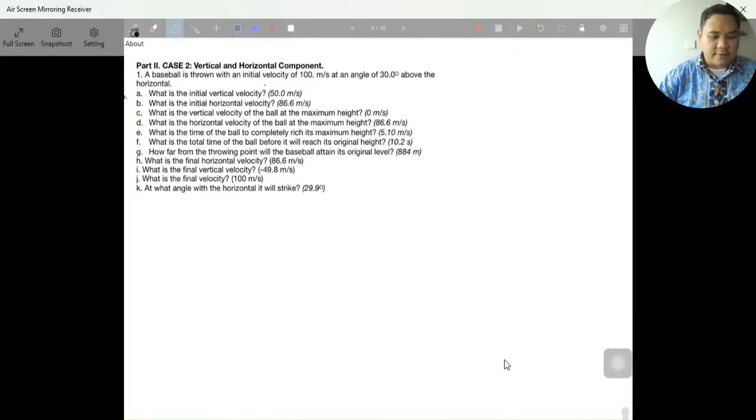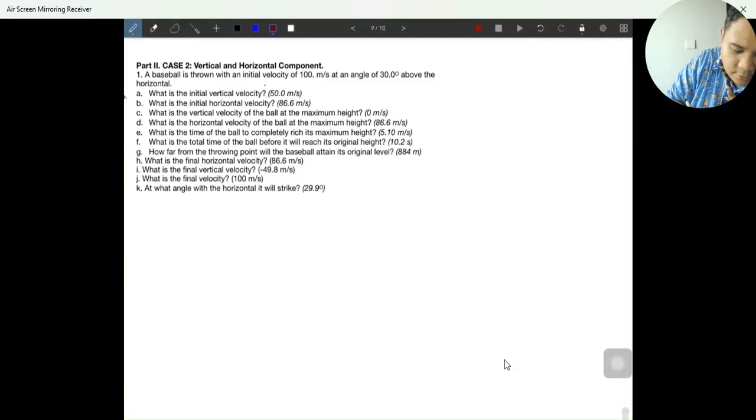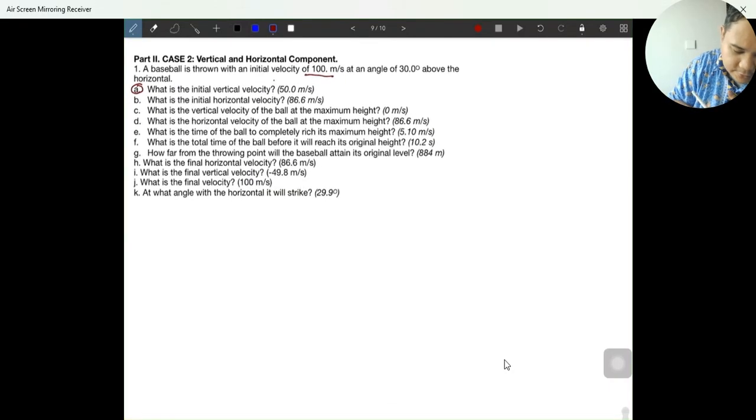Okay, so let's have now our part 2 sample problem. For this sample problem, a baseball is thrown with an initial velocity of 100 meters per second at an angle of 30 degrees above the horizontal. So let's first answer letter A. What is the initial vertical velocity? If we're going to solve for the initial vertical velocity, that would be uy.